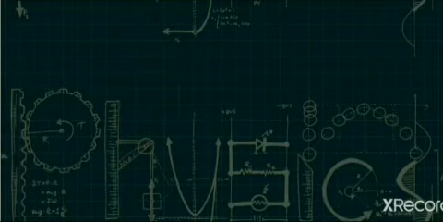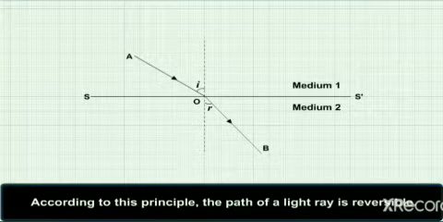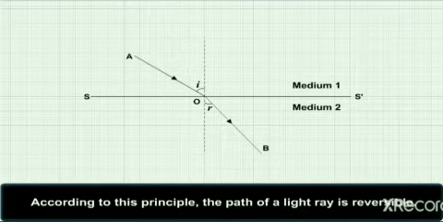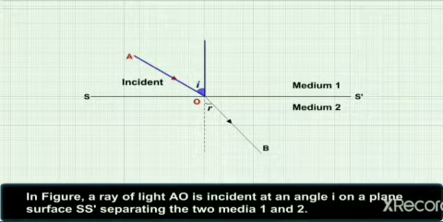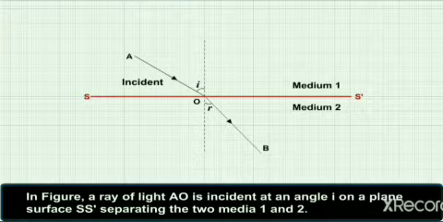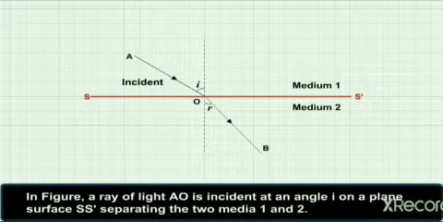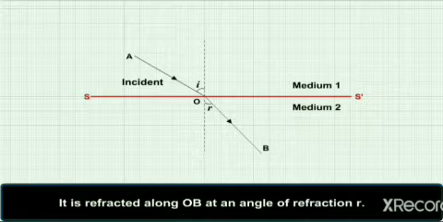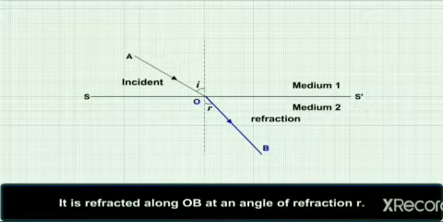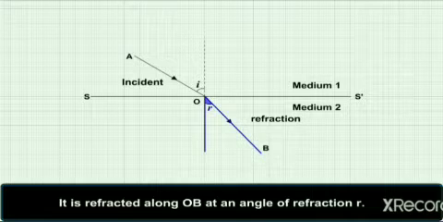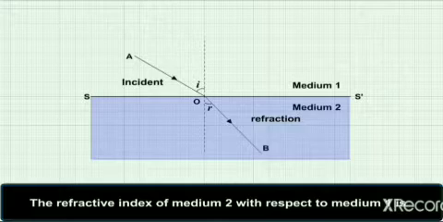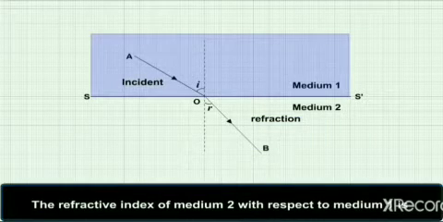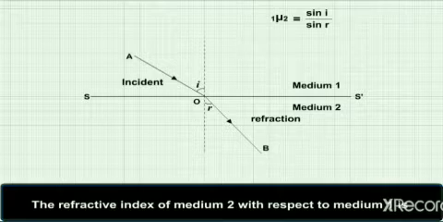Principle of reversibility of the path of light. According to this principle, the path of a light ray is reversible. In the figure, a ray of light AO is incident at an angle I on a plane surface S' separating the two media 1 and 2. It is refracted along OB at an angle of refraction R. The refractive index of medium 2 with respect to medium 1 is equal to sine I upon sine R.